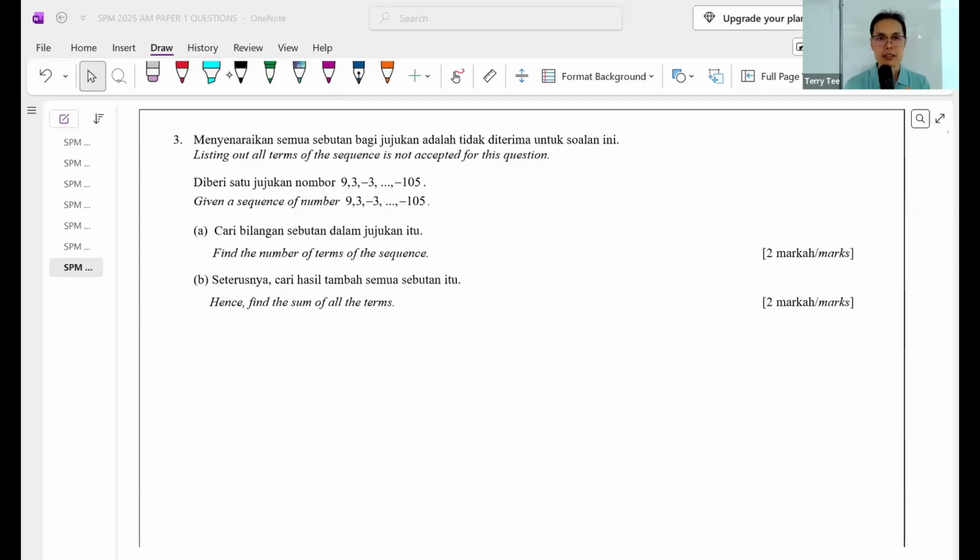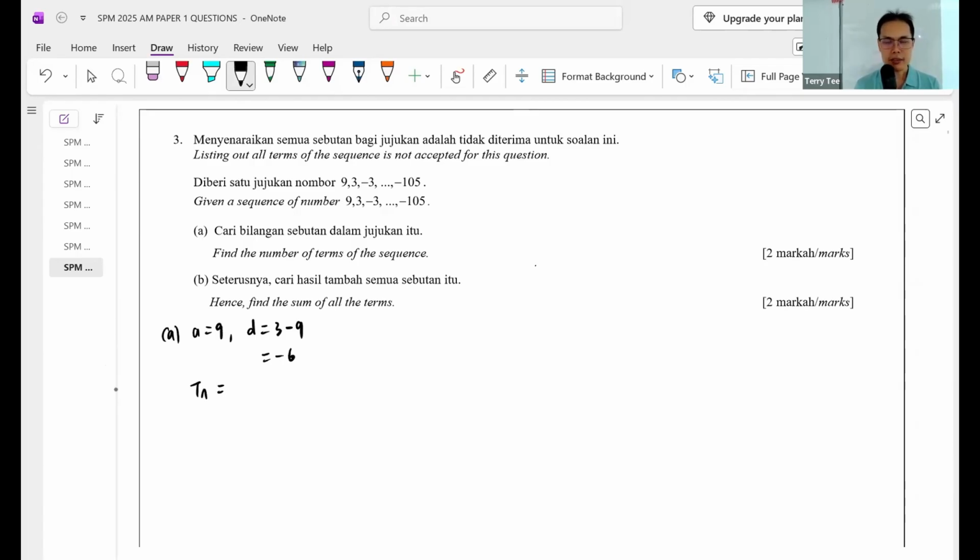Okay. All right. Question number 3. Which chapter is this? Form 4 chapter? What? Chapter 5. Progression, right? And this is arithmetic progression. So you're given a number sequence here. A sequence of numbers. Your first term, a, is 9. Common difference is 3 minus 9 equals negative 6.